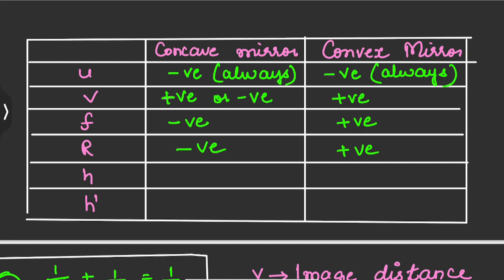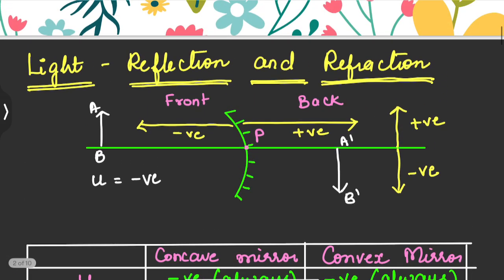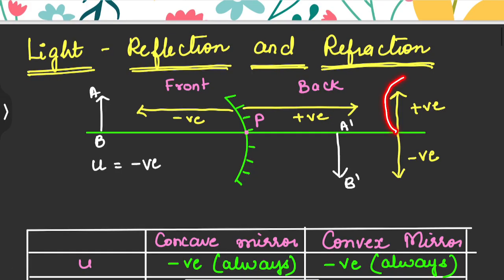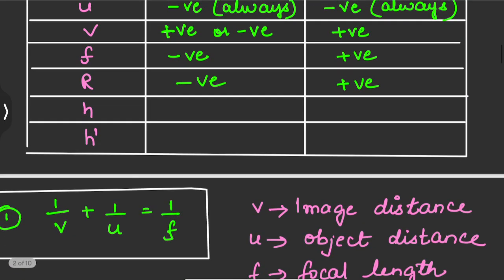And H is called the height of the object. So height of the object, you can see this indicates the height of the object. It will always be moving upward from this point, like this. It is standing straight, erect we say. Therefore, the object height will always be positive. So here I'll write it will be positive. Here also it will be positive because we are taking a straight upward object.